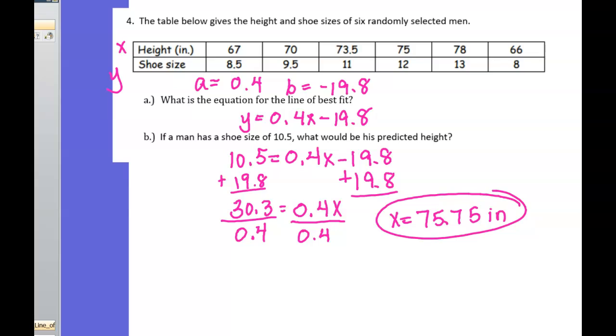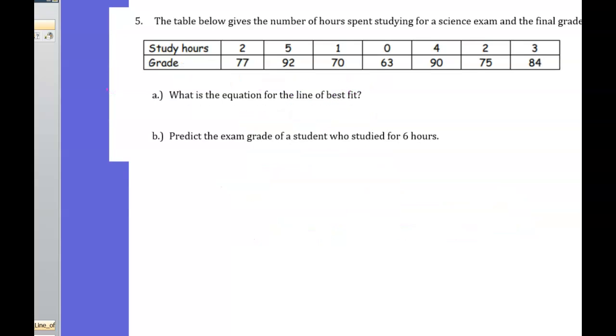All right, let's try one more. All right, looking at number 5, the table below gives the number of hours spent studying for a science exam and the final grade. So if we studied 2 hours, we got a 77, 5, and 92. So we've got all these data values. We plug them into Desmos, and if you do it correctly, your a value should be about 6.1, and your b is 63.9. So the equation of the line of best fit is y is equal to 6.1x plus 63.9.